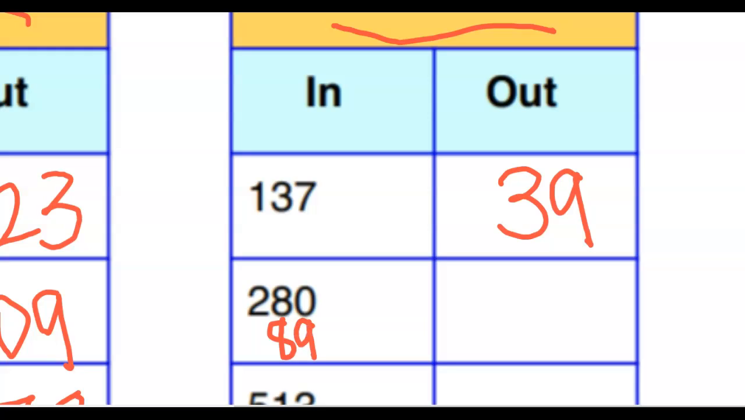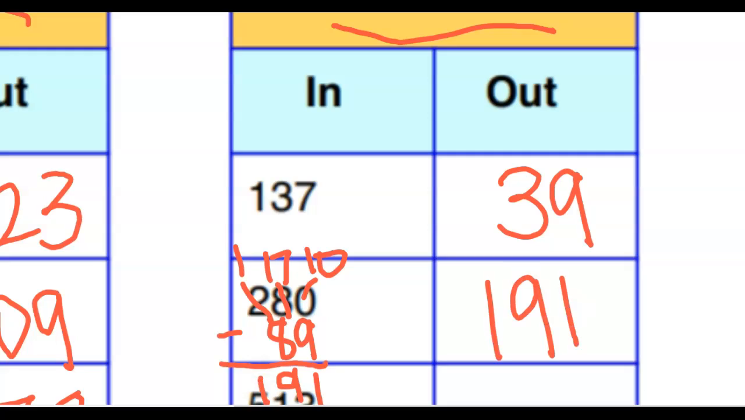Always lining up my tens place and my ones place. 0 minus 9, there's more on the floor. Go next door. Take 1 and add 10 more. 10 minus 9 is 1. 7 minus 8, more on the floor. Go next door. Borrow 1 and take 10 next door. 17 minus 8 is 9. 1 minus nothing is 1. 191.